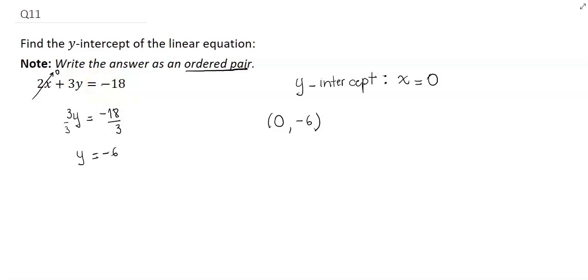And you have to know the rules. The x-intercept is the opposite. What is 0 is the y. And then wherever you see the y, that term becomes 0. And then you solve for x to identify the other number for the ordered pair.